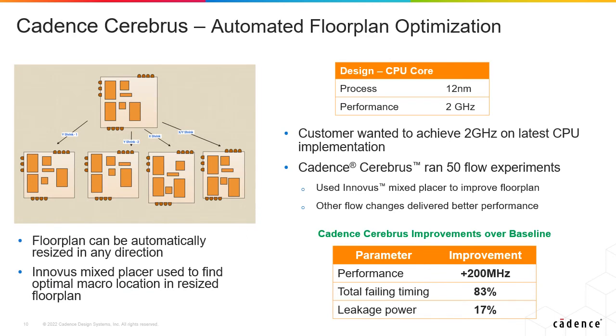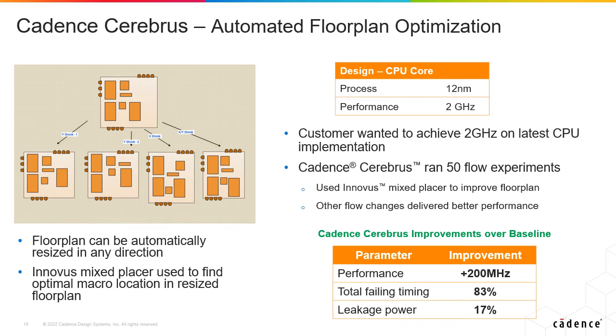The previous example was based on tool option changes to optimize the implementation flow, which achieved better PPA improvements. However, Cerebrus is also able to optimize the design itself, which is a much higher level of optimization. Here is an interesting example showing how Cerebrus can do high-level floor plan optimization. This is a 12 nanometer 2 GHz CPU design, and the designer wanted to use Cerebrus to optimize the floor plan and implementation flow for better power and performance simultaneously.